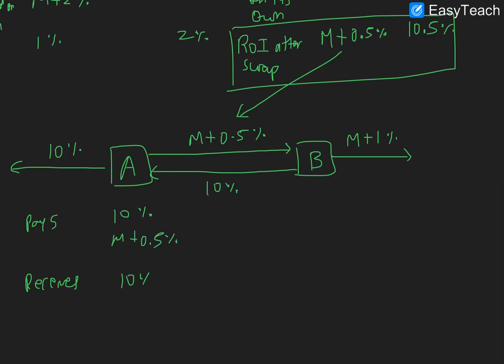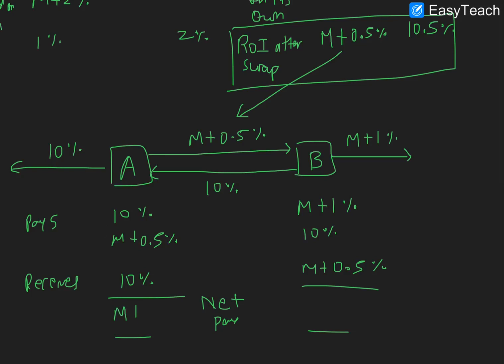It receives 10%. Whereas in case of B, it pays out MIBOR plus 1%. It also pays 10% and it receives MIBOR plus 0.5%. If you take the net effect, the net pay, you will see it is 10% plus MIBOR plus 0.5%. So this 10% gets cancelled. So the cost for A is MIBOR plus 0.5%, which is exactly the same thing which we were talking about.